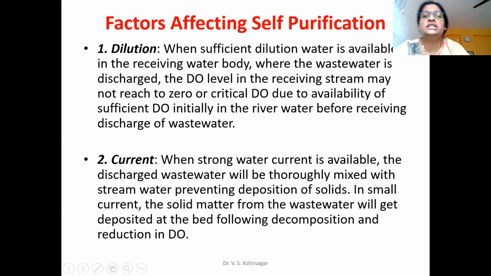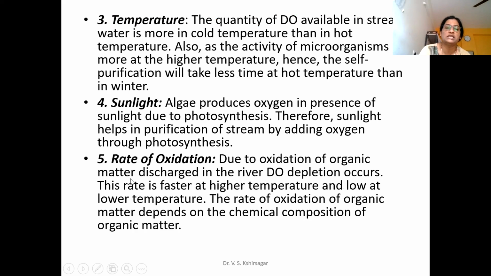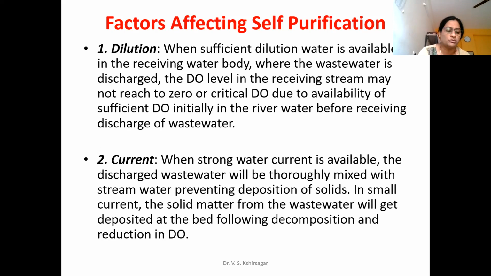Okay, so these are the various factors affecting the self purification process. I request everybody to write down the heading, factors affecting the self purification process, and only note down the titles. That is, first one is the dilution, second one current, and then third one temperature, sunlight, and rate of oxidation. So please do this one. Meantime, I will note down your attendance, and then after that, I will ask you to leave this class for today.